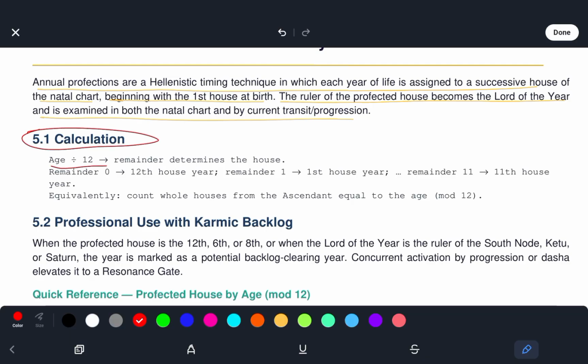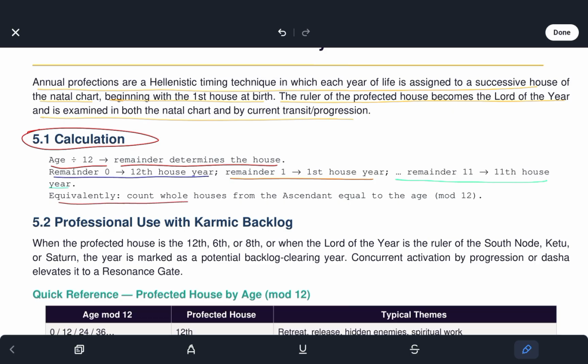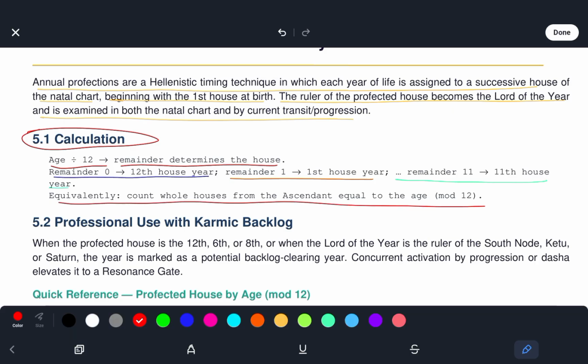Age divided by 12, its remainder determines the house. Remainder 0, 12th house year. Remainder 1 is the first house year. Remainder 11, 11th house year. Equivalently, count whole houses from the ascendant equal to the age, mod 12.